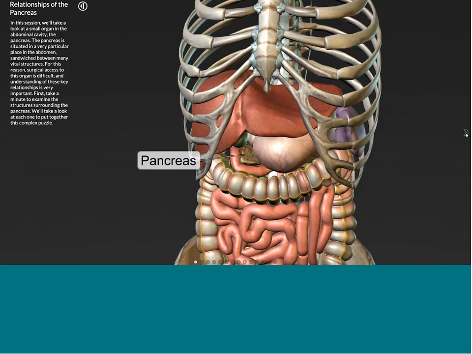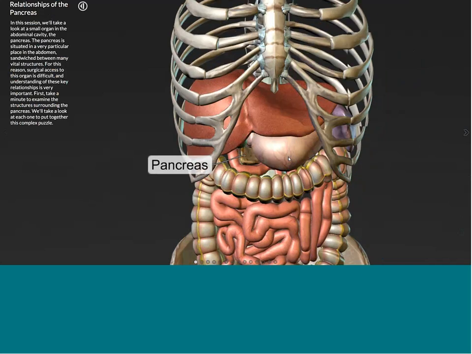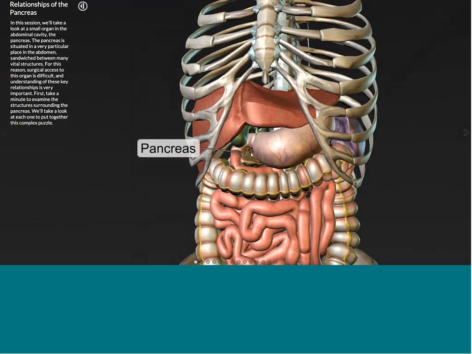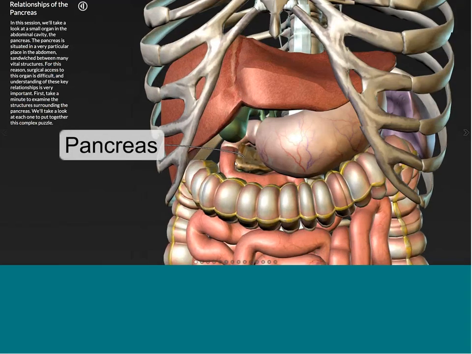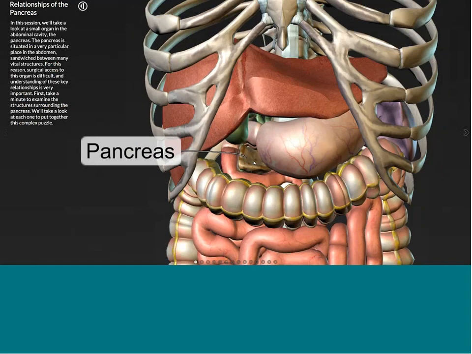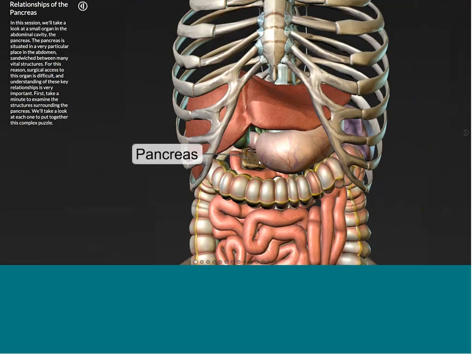So as you can tell, the pancreas is sort of a hidden structure. It's tucked away behind the stomach there, kind of hooked in the C-loop of the duodenum, but it's buried in that abdominal space, and that's critical because that means the pancreas is very difficult to operate on.